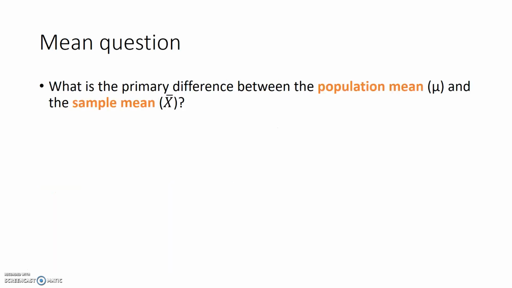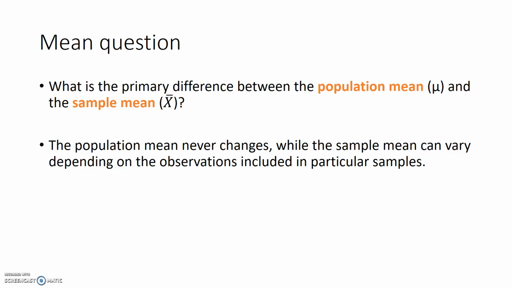So one final question about the mean. What is the primary difference between the population mean, mu, and the sample mean, x with the bar over it? If you think about that for a moment, what we come to is that the population mean is never going to change because that's some population. But a sample we take can vary quite a bit depending on which observations we included. So samples can vary in that mean value, but your population mean is never going to change.